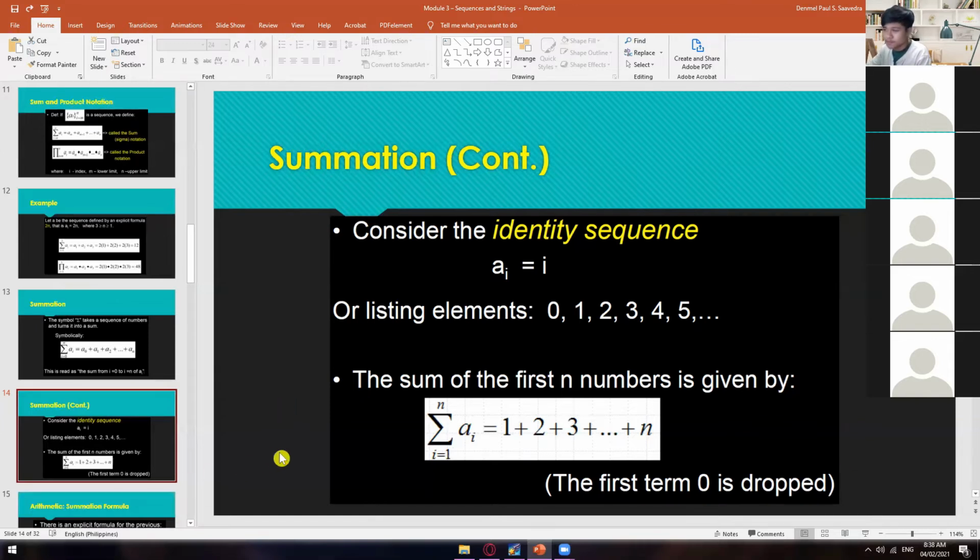All right. So did you guys get this one so far? Again, take note that sometimes this a sub i is equal to just i only. So they are just the same. Any concerns so far?